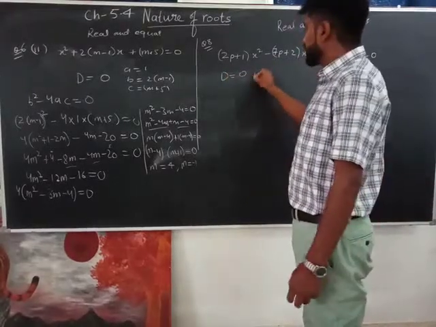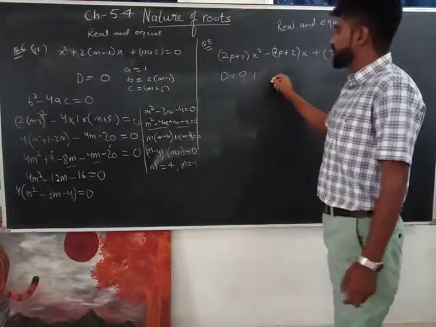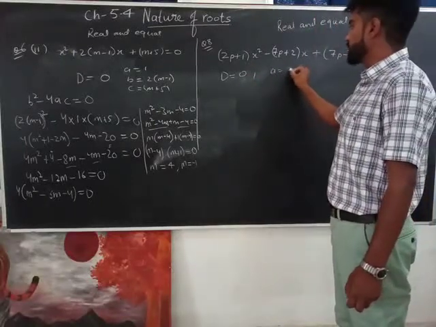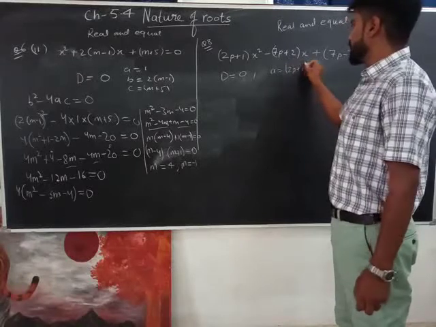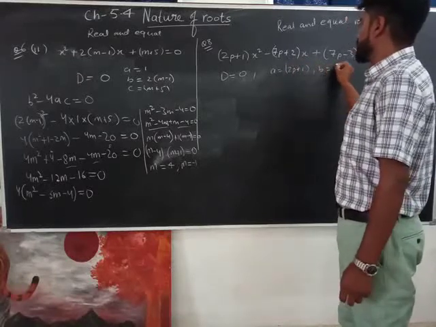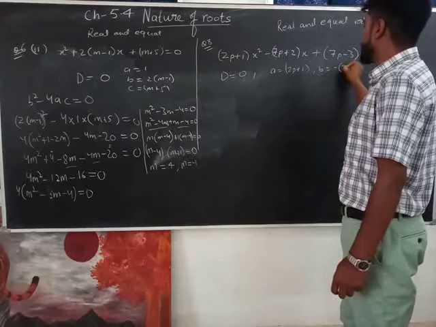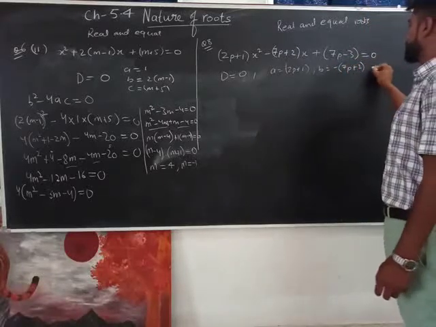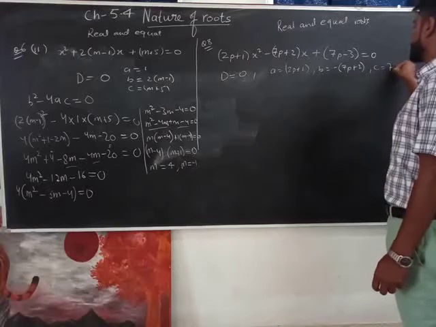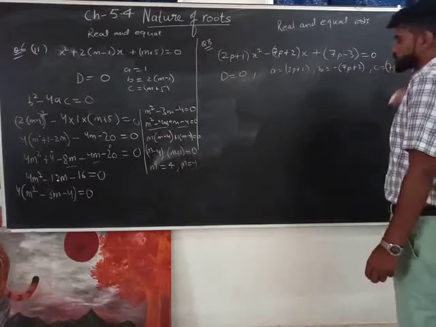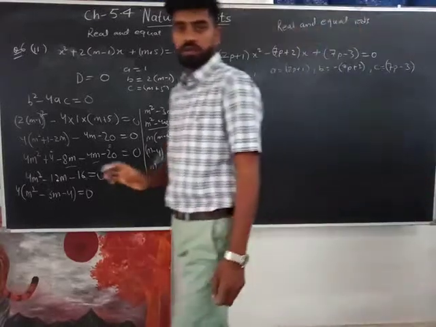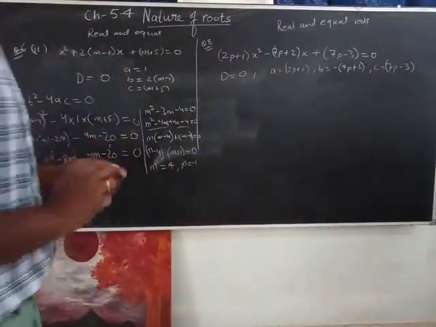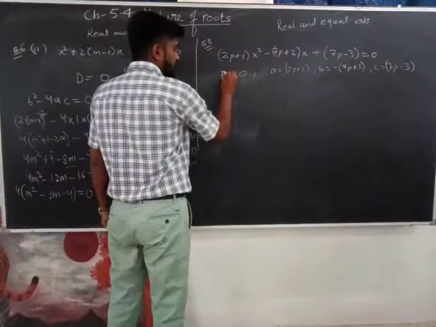Okay. Now I'll be figuring out the value of a. A's value is 2p plus 1. What is the value of b? B is minus (7p plus 2). And what is c? C is going to be 7p minus 3. Okay, so I got all three values. And don't be scared of the values when they are very, very big. Okay, don't be scared. So I'll just put D equals 0.